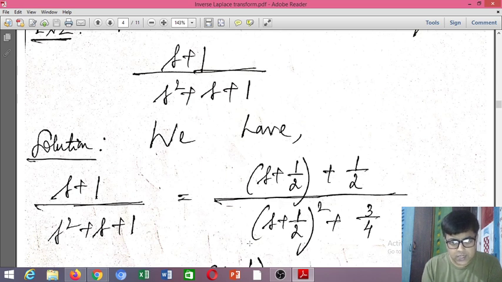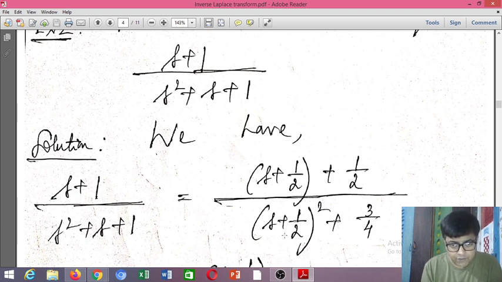If you consider s plus half whole square, you get these two terms first, s square plus s, and you are left with the constant term 1 by 4. But the constant is 1 here, so you subtract 1 minus 1 by 4, which means 3 by 4 has to be added. So that makes it 1. Therefore, your denominator s square plus s plus 1 can be represented as s plus half whole square plus 3 by 4. Now why am I writing that? Very simple, again in the form of s square plus a square form.